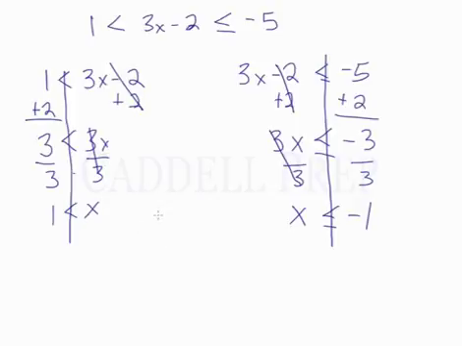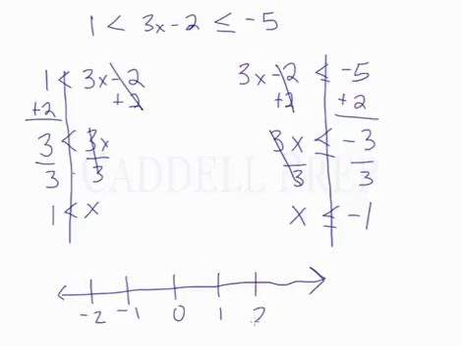Okay, so now when we write this, let's draw our line graph and figure out how we're going to graph it, and then how we can write this as our solution. So we have -2, -1, 0, 1, 2. Okay, so for this first one, x is greater than 1. So we make our open circle at 1 because it cannot equal it. X has to be bigger than 1, so it's going to go in this direction.